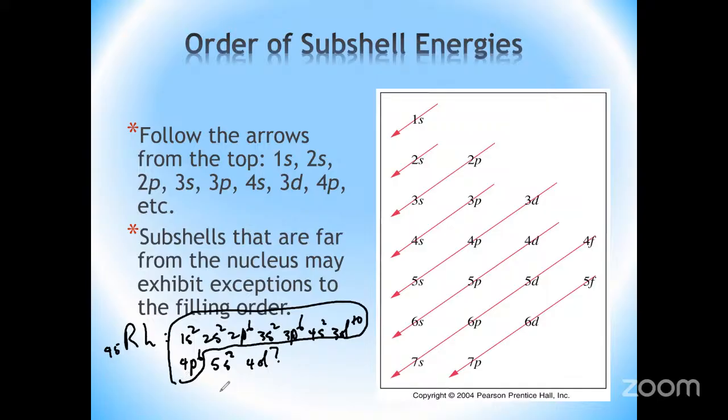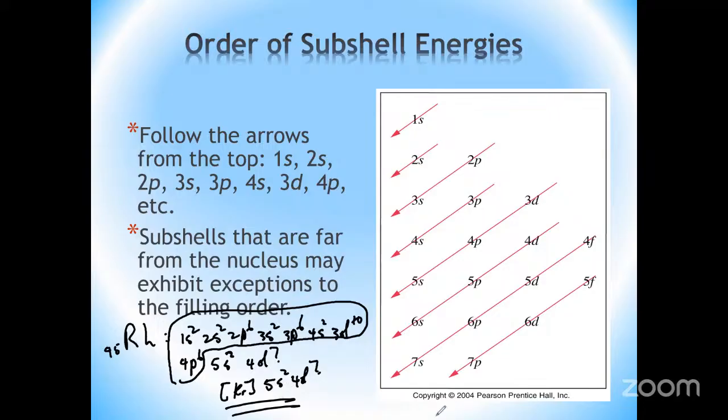That's krypton. So therefore, the abbreviated electronic configuration would be krypton in square parentheses, followed by 5s2 4d7. And that's how that is done. All right, any questions about this one? Any questions?